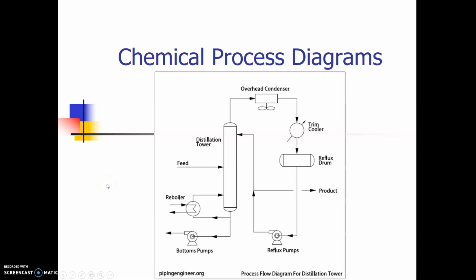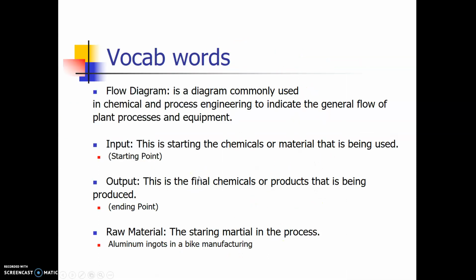Today, what we're going to be talking about is chemical process diagrams. So we're going to be looking at these diagrams here and what they represent in chemical engineering. So, the vocab words. A diagram is commonly used in chemical and process engineering to indicate the flow of the plant, processing, and equipment.